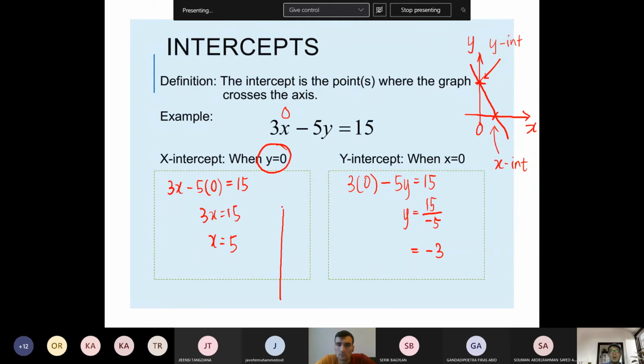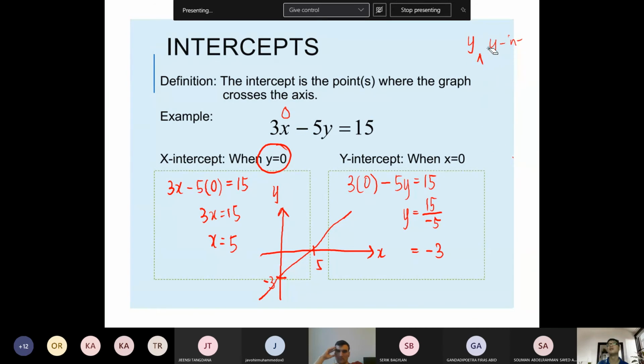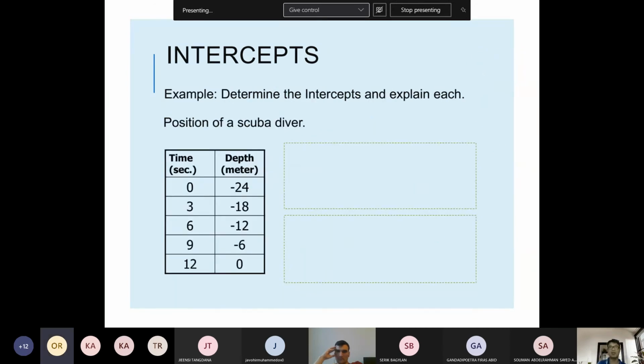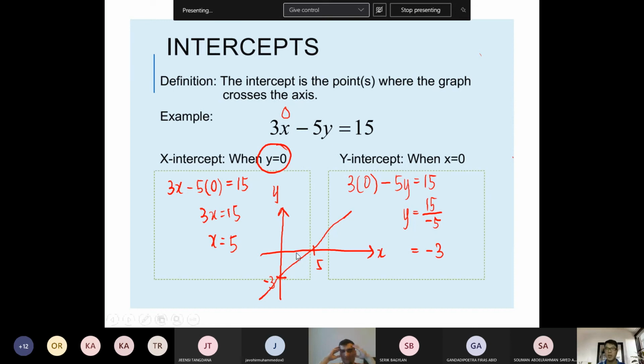Now I actually know that the graph will go down. The y-intercept is negative 3 and the x-intercept is 5. So this is the graph of the function. It's supposed to be a straight line, please assume it's a straight line. My line is not straight, so this one is for illustration only. So this is actually the graph. Any question at the moment?